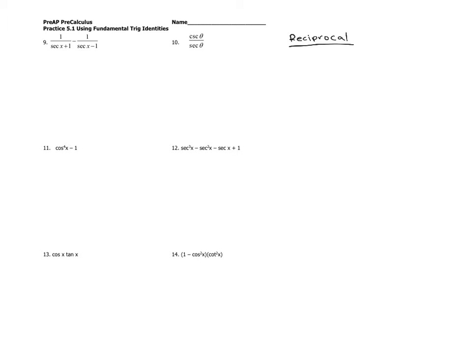The first one is cotangent x is equal to 1 over tan x. Then secant x is equal to 1 over cos x. Then cosecant x is equal to 1 over sine x. It shouldn't be anything new, but those are just basic rules that you need in order to solve these problems. Secondly, and probably more important, the second set would be Pythagorean.